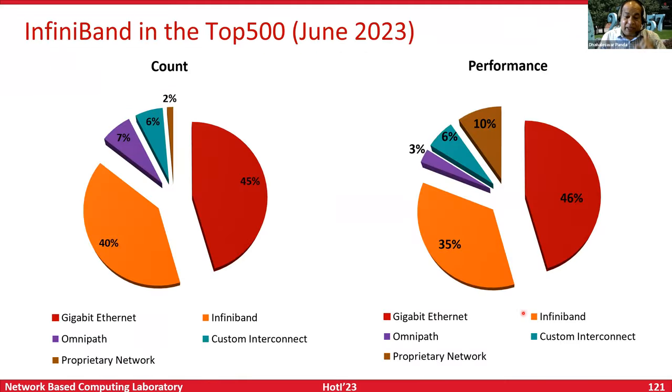No, performance. Okay, so let me explain this. This is the aggregated performance. It is not an individual performance. What it shows is a performance share. If you have the 500 systems and combine all their performance together, this is the total supercomputing power in the world, and InfiniBand is controlling 35% of that performance. Ethernet is controlling 46%, and only 10% or 3% is controlled by Omni-Path. So it is not that individual performance is bad. Does that make sense? Okay.